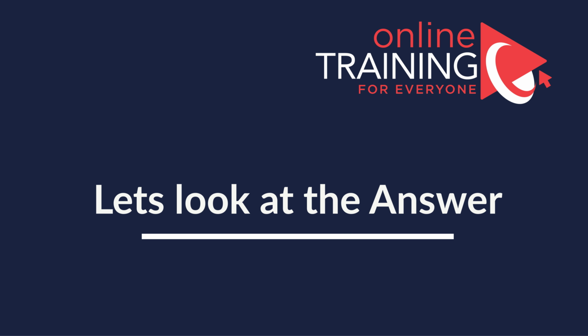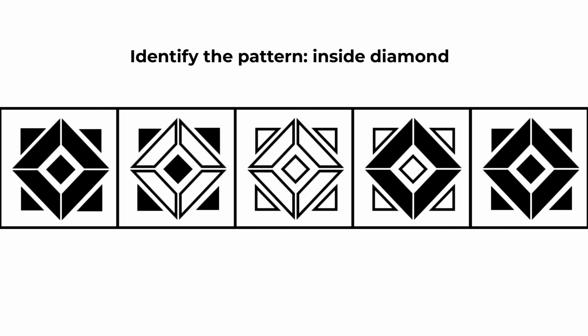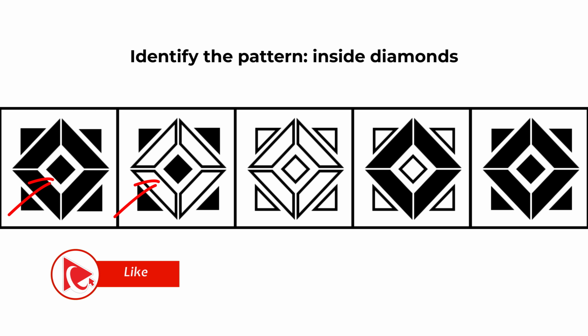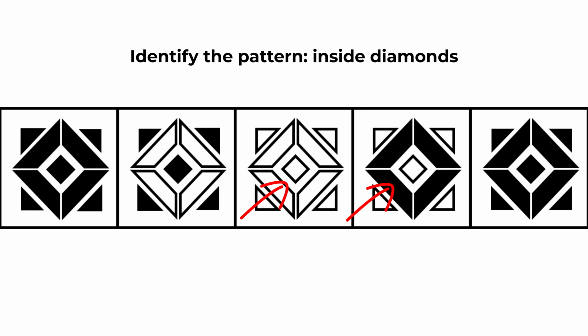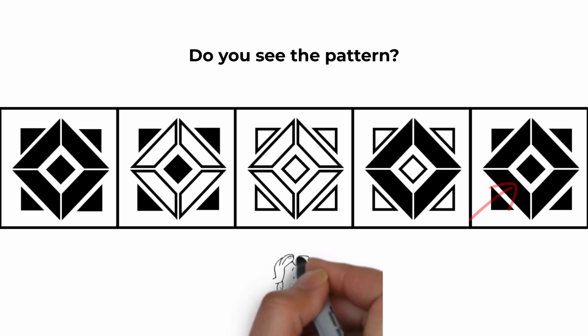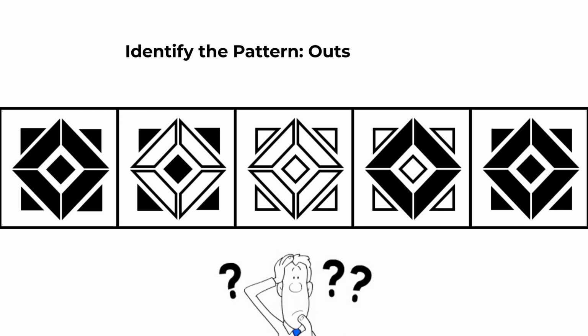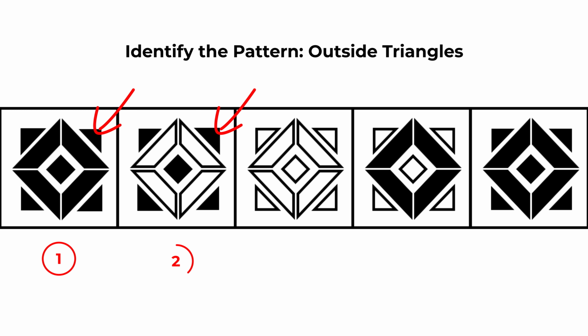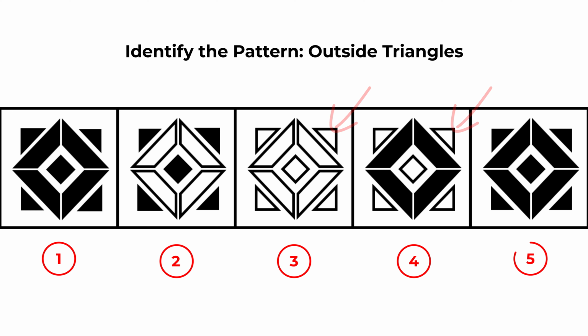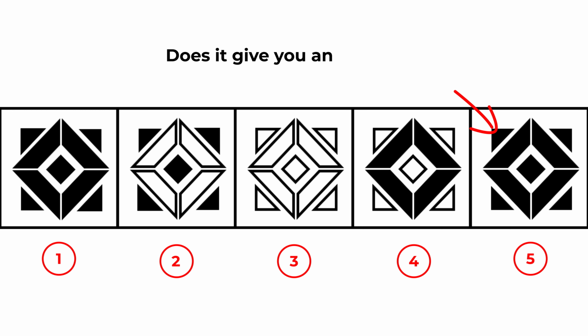Let me first explain the different shapes we see in the picture. Let's start with the inside diamond. You see that the inside small diamond changes colors. We have 2 black inside diamonds, then 2 white inside diamonds, and then the inside diamond in shape 5 is also black. Do you see the pattern? Now, there is also a pattern of outside triangles. You see that outside triangles in shapes 1 and 2 are black, in shapes 3 and 4 are white, and in shape 5 are black. Does it ring a bell? Doesn't it give you a pattern?